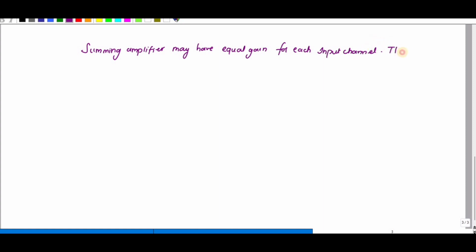This summing amplifier may have equal gain for each input channel. Therefore it is called an equal weighted configuration.